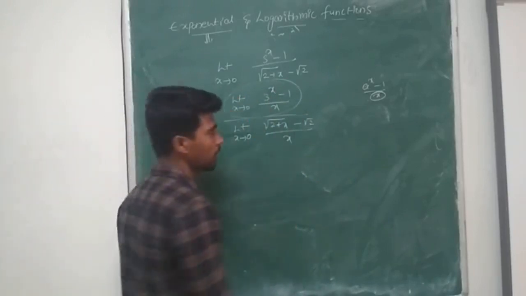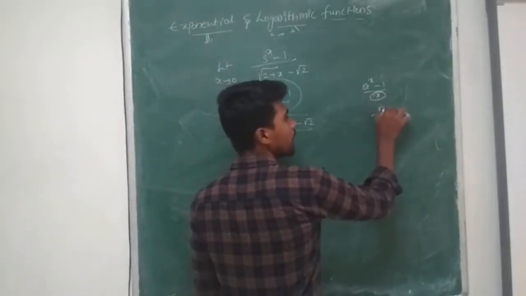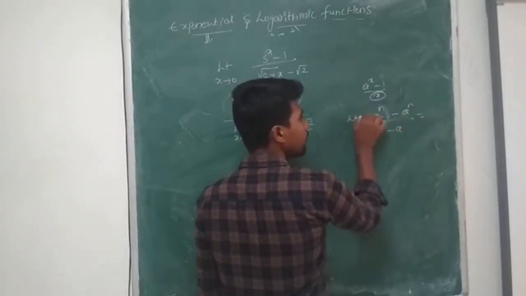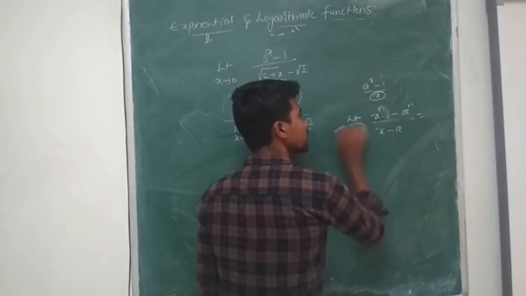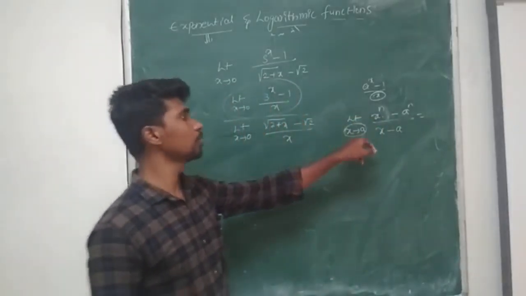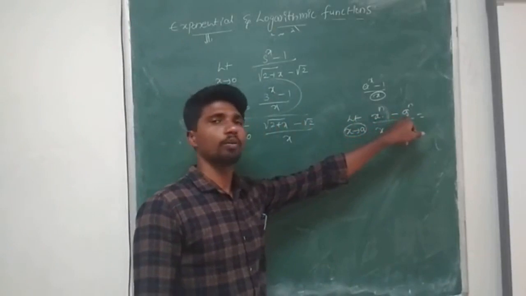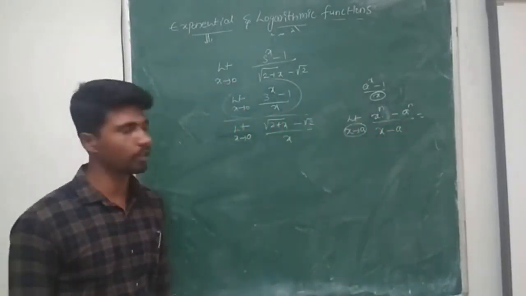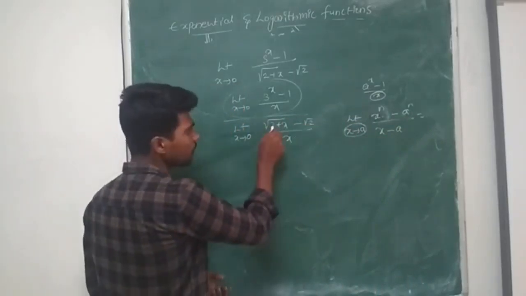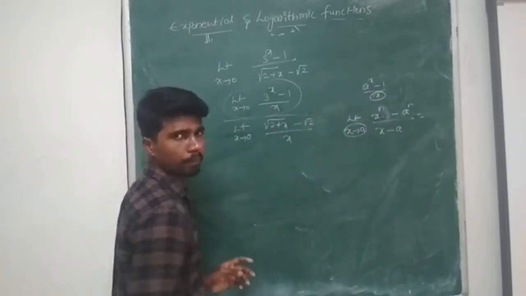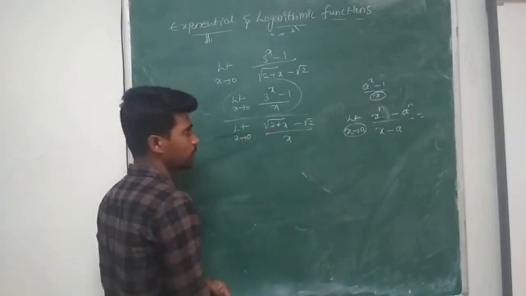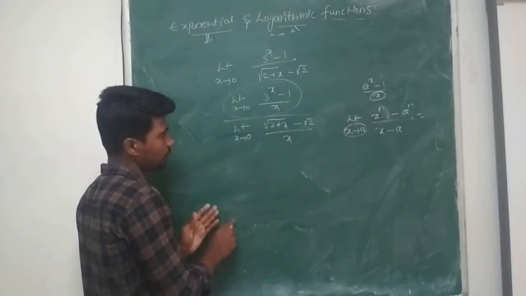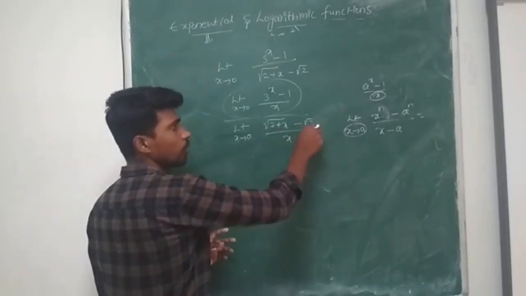We have a formula like x power n minus a power n by x minus a, as limit x tending to a. Here x should not tend to 0, x should tend to a. So we have to convert the denominator into that form. How can I convert? I can write it as x plus 2 whole power 1 by 2. If I add 2 to both sides, definitely x plus 2 tends to 2.